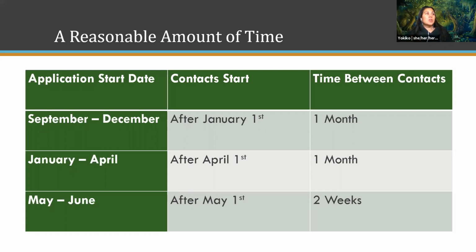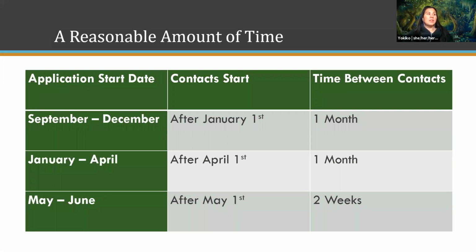If the application is started in the months of January through April, it's very similar. It would be application started January of 2021 through April of that year. They would have 1 month's time between contact attempts. So given at least 1 month's time to respond.